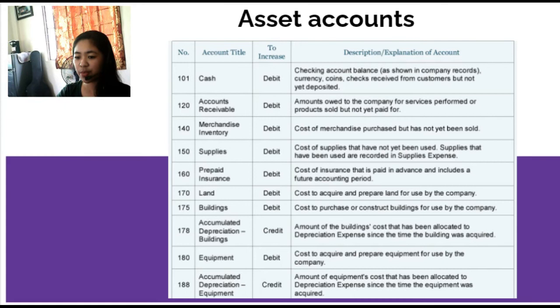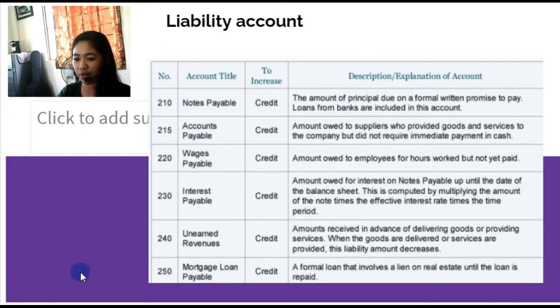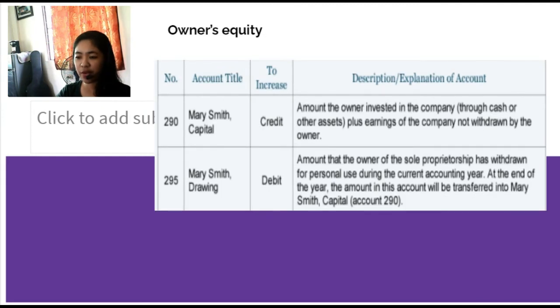Okay, so we will proceed to liability accounts of a small company. So we have here the notes payable, accounts, wages, interest, unearned, and mortgage loan payable. Also, we have here the owner's equity. For the sample, Mary Smith capital and Mary Smith's drawing.